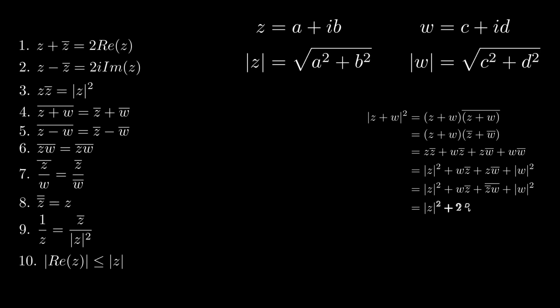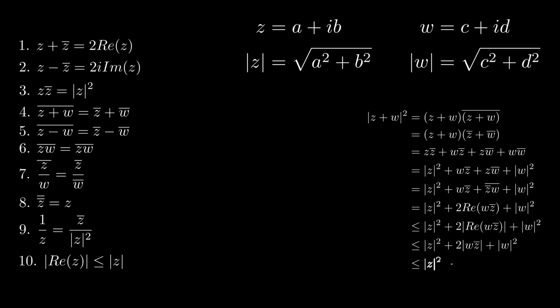And we did this because now we can employ rule 1, that w z bar plus the conjugate of w z bar is twice the real part of w z bar. But then since this is a real number, it's just equal to its own modulus, and then we can employ rule 10 to get our inequality. But then since the modulus of a complex number and its conjugate are the same thing, the modulus of w z bar is just the modulus of w times the modulus of z. Finally, this is a perfect square, and hence we get our result.